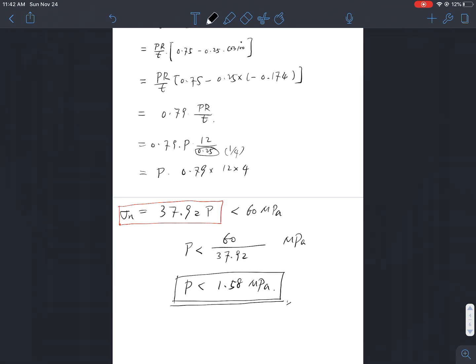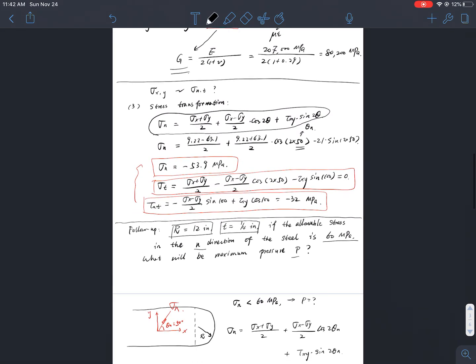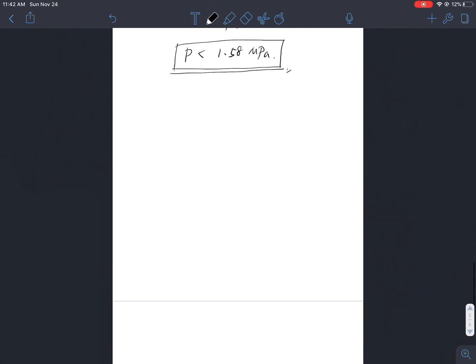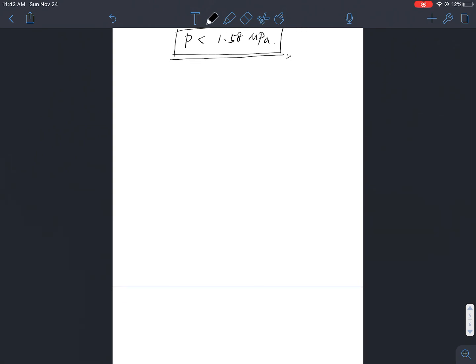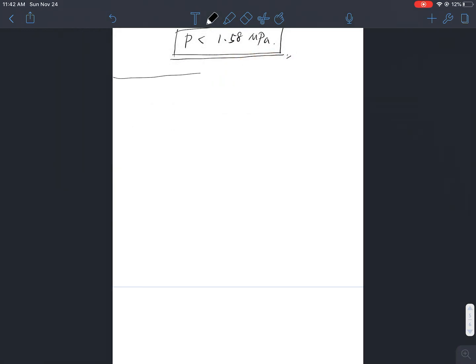All right, so this just tells you that what is important here is the R over T ratio, that is to say how thin the shell is. That is very important for design. Very important for design. With this, we basically conclude the pressure vessel problems.